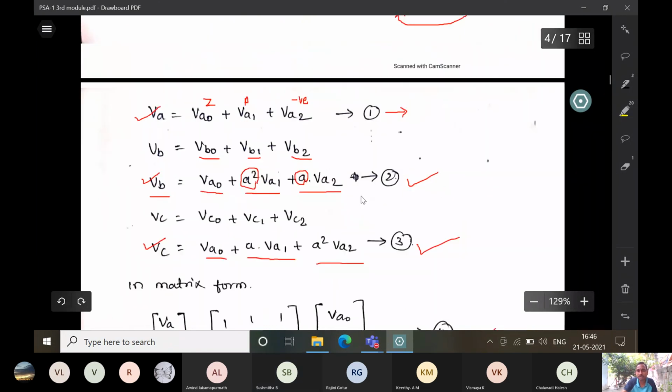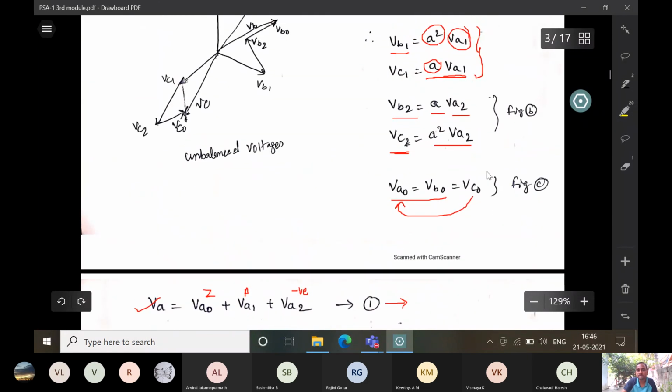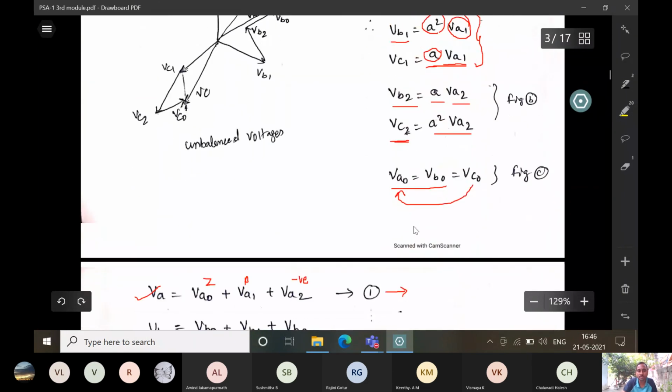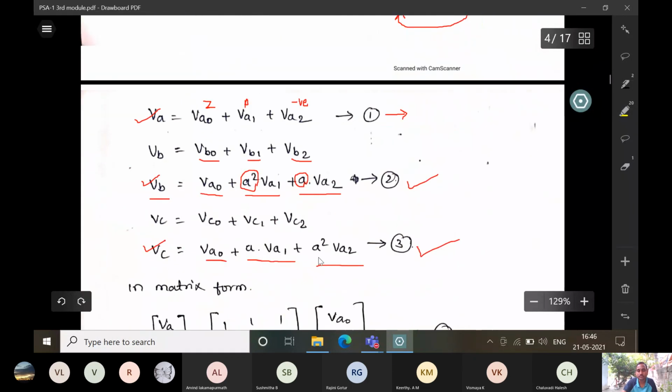Right? What is VC1? VC1 is equal to A into VA1. Substitute here. What is VC2? A square into VA2. Now it is clear. Yes, sir. Okay.